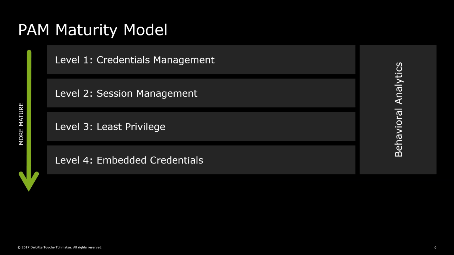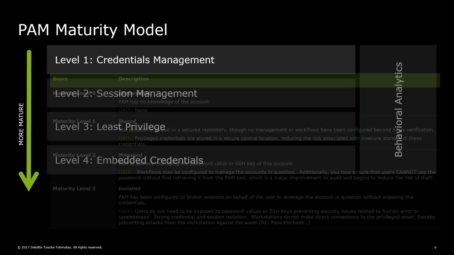Level 4 is addressing hard-coded embedded credentials within applications, web interfaces, you name it. Obviously, this is way more complex because it's non-human interactive. Applications require those credentials 24/7 in order to work. You're not sure what you're breaking once you start to do that, but it is very important. And in the background, there's always analytics or abnormal behavioral analytics of privileged activities running. So that's the high-level model.